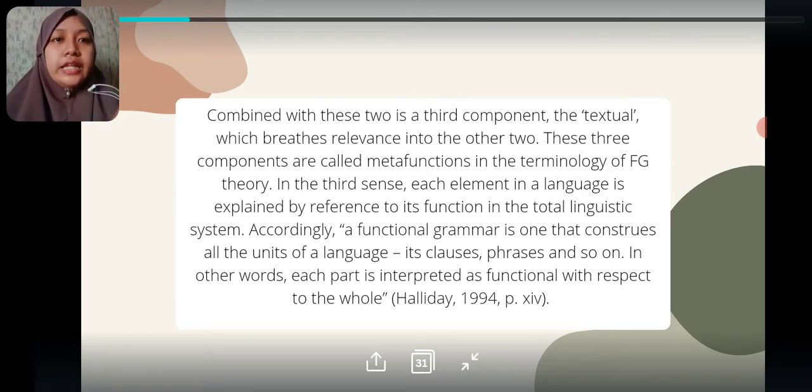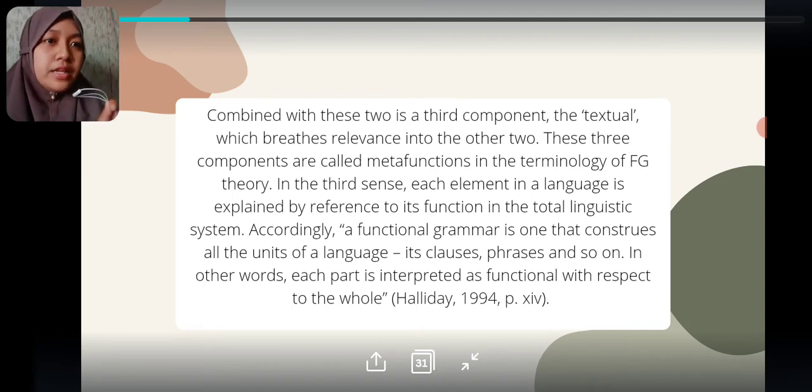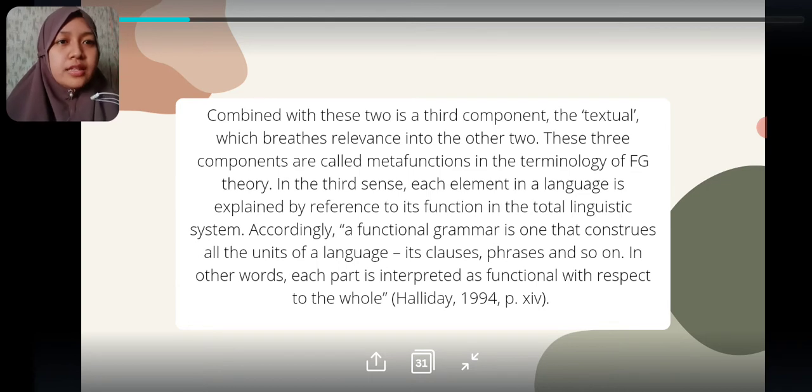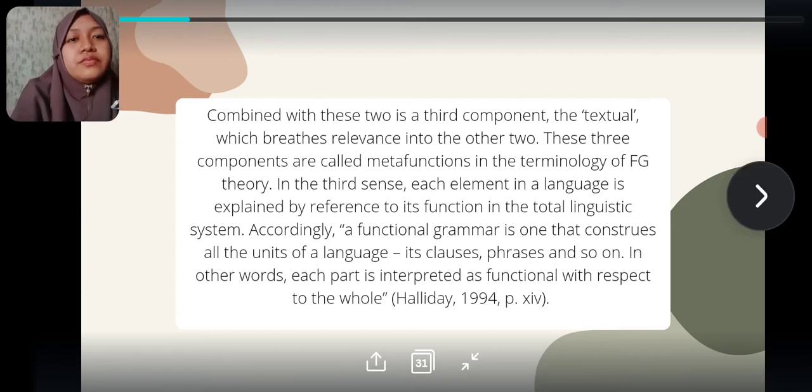In the third sense, each element in a language is explained by reference to its function in the total linguistic system. Accordingly, a functional grammar is one that construes all the units of a language, its clauses, phrases, and so on. In other words, each part is interpreted as functional with respect to the whole.